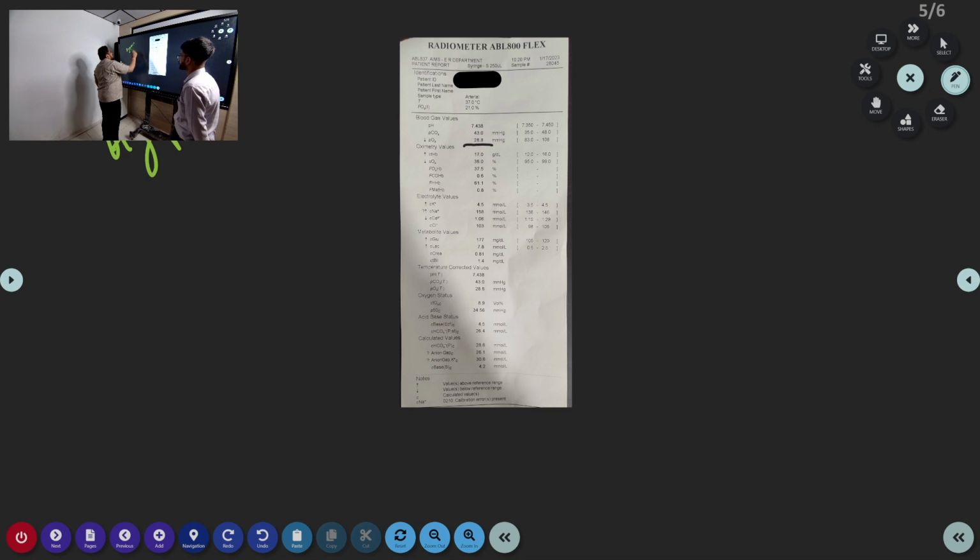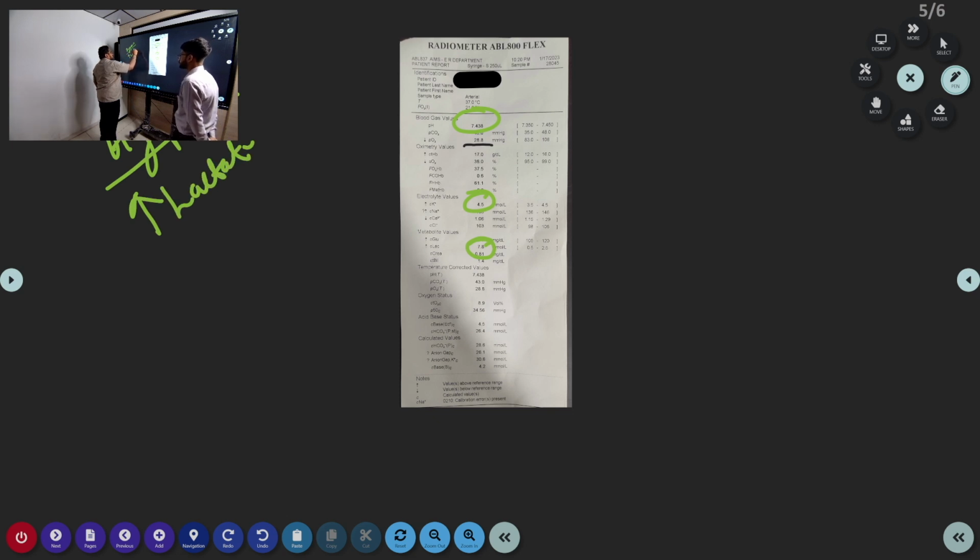Then potassium looks okay, 4.5. There is no hyperkalemia. There is no major acidosis. Primarily lactate was on the higher side, 7.8. So the cold peripheries were also due to increased lactate. That is the only thing that you got.